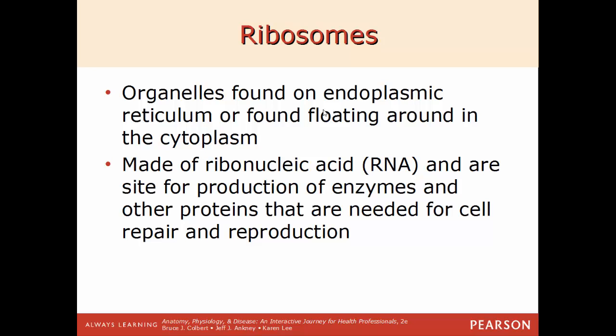All right, speaking of ribosomes, these are organelles that are also found on what's called the Endoplasmic Reticulum, or the ER, and also floating around within the cell or within the cytoplasm. Now, these ribosomes are made up of RNA and are the site of production of enzymes and other proteins that are needed for say, cell repair, reproduction, and so on. So ribosomes are a very important part of the cell. So no matter how simple an organism is, they will usually have some ribosomes found within their cells in order to make proteins so they can function.